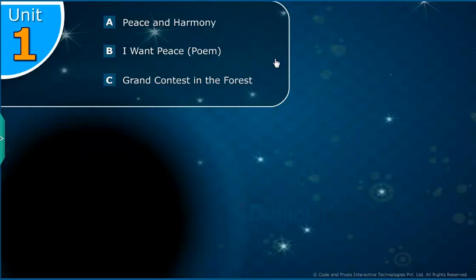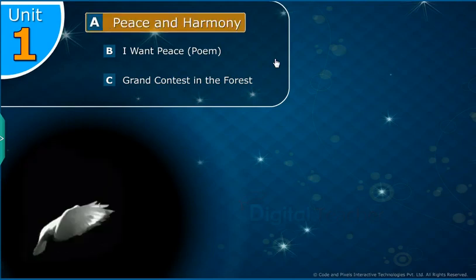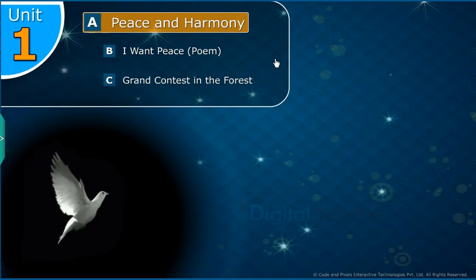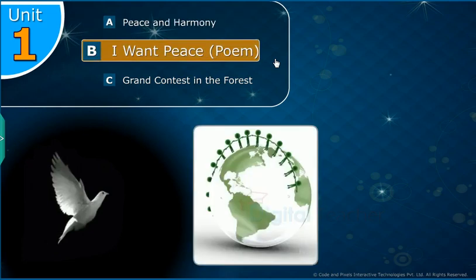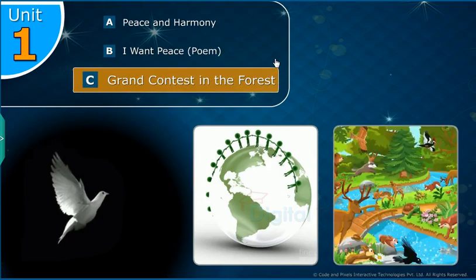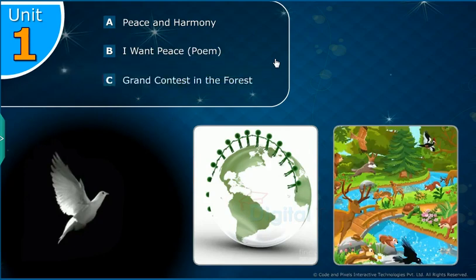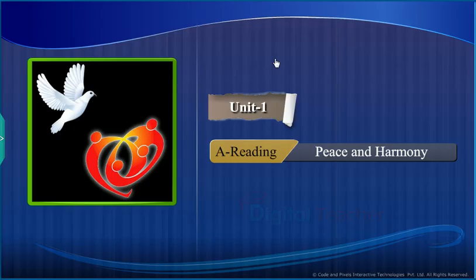Welcome to Unit 1. This unit is classified into three reading sections. They are A. Peace and Harmony, B. I Want Peace, C. Grand Contest in the Forest. Welcome to the reading section, Peace and Harmony.